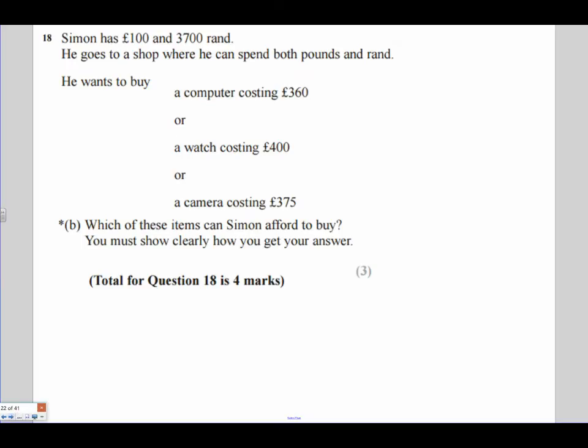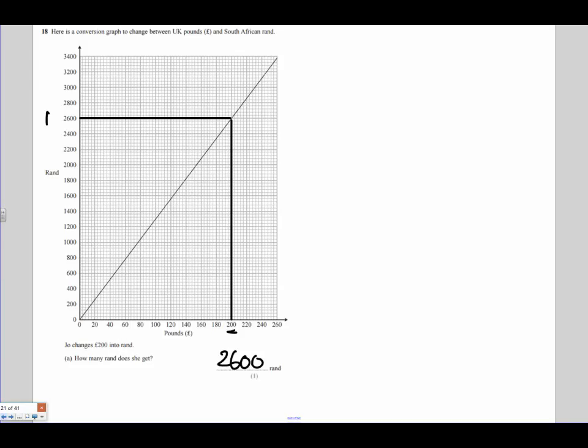The next part, Simon has £100 and 3,700 rand. He goes to the shop where he can spend both pounds and rand. He wants to buy a computer, a watch, and a camera, or one of each of them. Which of these items can he afford to buy? You must show clearly how you get your answer. Well, the key to this is converting 3,700 rand back into pounds. And to do this, we need to go back to our graph.